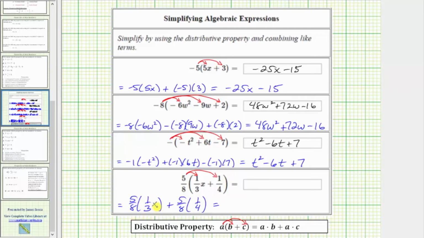5/8 times 1/3 x is equal to 5/24 x. And then we have plus 5/8 times 1/4 is equal to 5/32. So we enter 5/24 x plus 5/32.